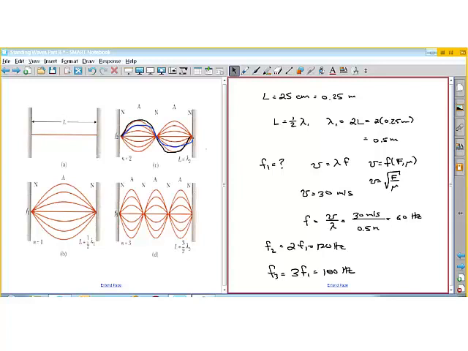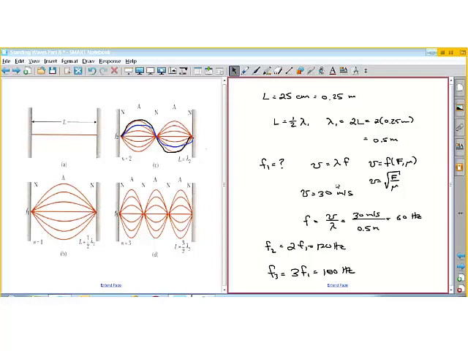Now, to be able to find the frequency, we need to know what the wave speed is. In this case, it's given: the wave speed is 30 meters per second, and that would be determined by the square root of the tension divided by the mass per unit length. So we could determine that from the physical properties of the string. Again, we're not deriving it, we're just giving it. Once you have that, you can calculate the fundamental frequency as being 30.